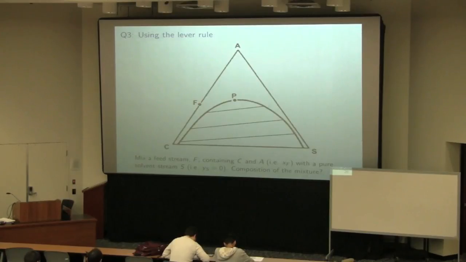Okay, so let's take this question. If we take a feed stream, given my composition F shown up there, or more correctly, we should say F subscript F, that's the composition of F. It contains, it seems, about 40% of A and about 60% of C, if I had to estimate F's composition from this diagram. And I'm combining that with a pure solvent stream S. So in other words, Y subscript S contains no solute. There's no A in the solvent stream. What is the composition of the mixture after that?